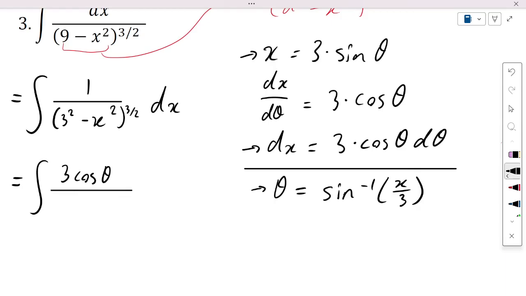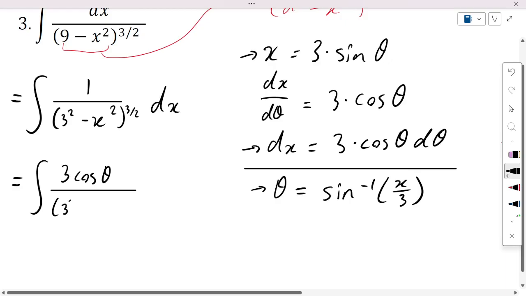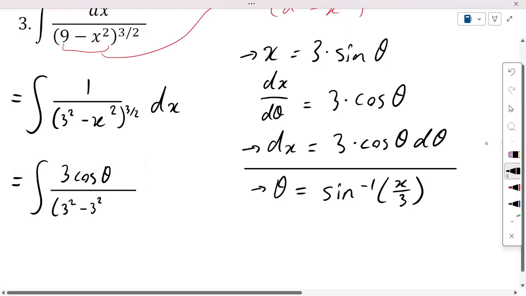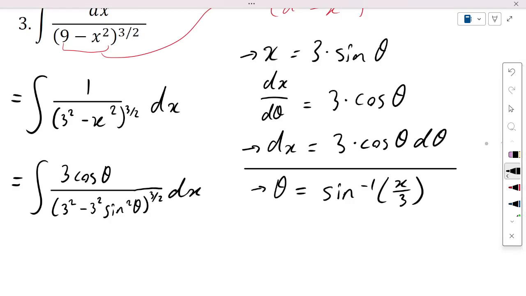And then the bottom is just going to have the 3 squared minus, and we're going to replace the x, by the way. x is equal to 3 sine theta, so we're going to do that. But because it's x squared, we're just going to take the square immediately. So 3 squared is just going to be 3 squared, and then sine theta squared is just equal to sine squared theta. Okay, so I just did it immediately. And then dx, write that a little bit to the side.